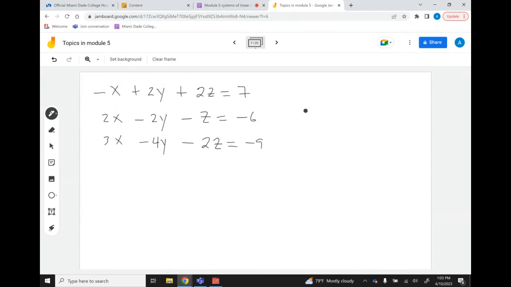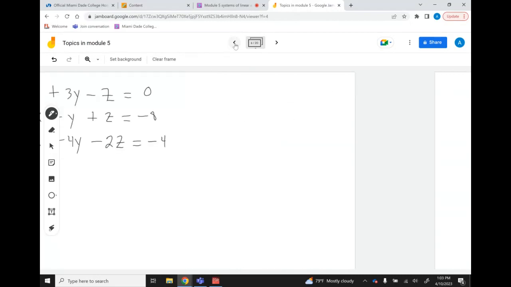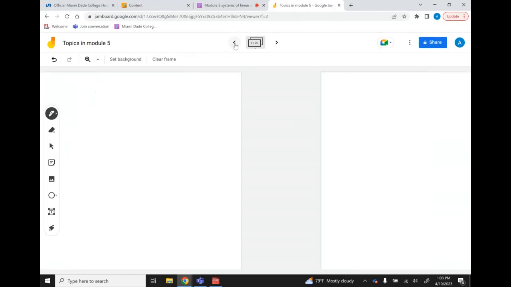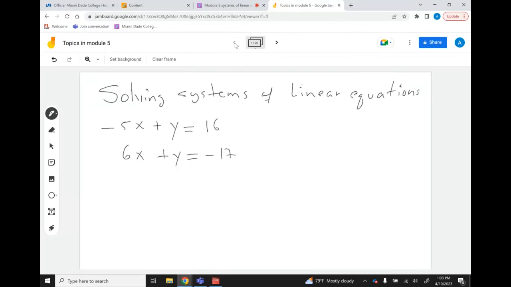But before we do them, I would like to review some basic things that will help us solve this. Okay, so let me go back to something very basic. The ones that you're looking at right now, negative x plus y equals 16, 6x plus y equals negative 17, those two are equations of a line, each of them. And what we're trying to do here is solve them.